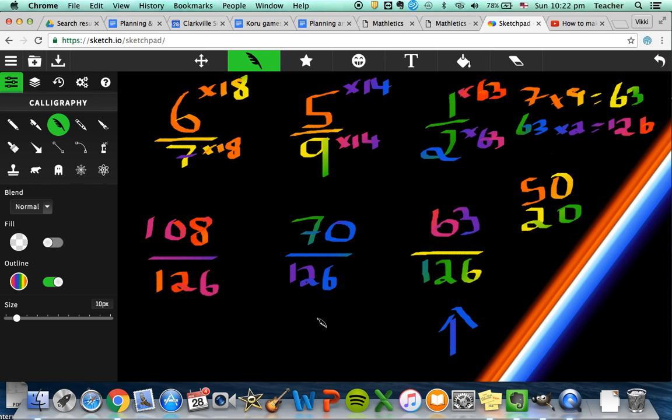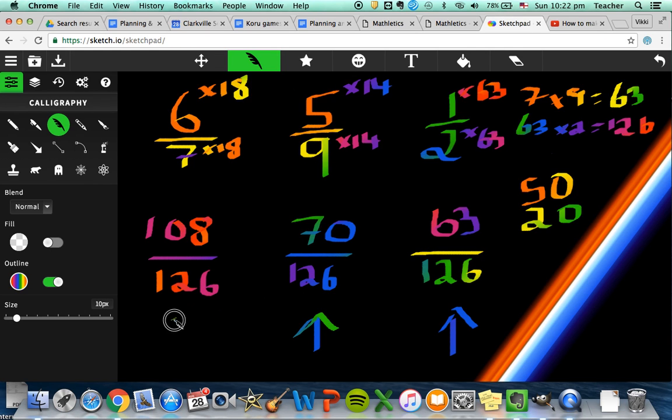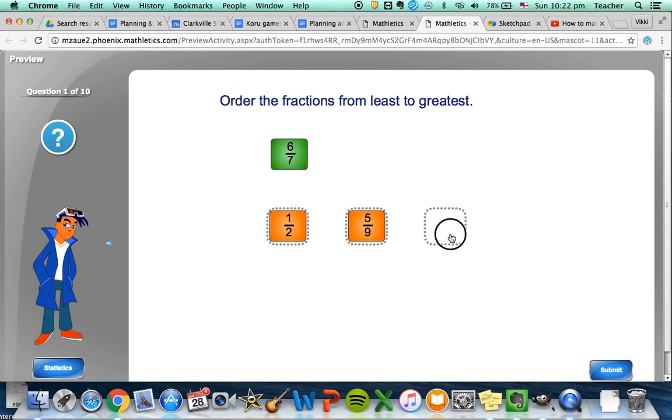We know the next biggest one is this one, that middle one. And the last one is the greatest because it has the biggest number here. And we submit our answer. And mathematics will eventually tell us that it is correct.